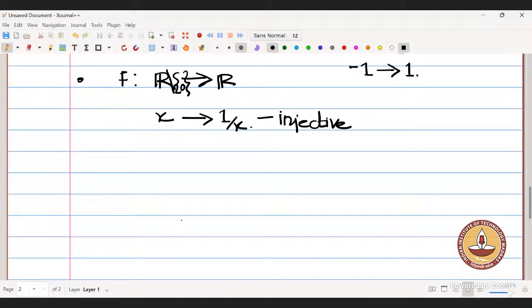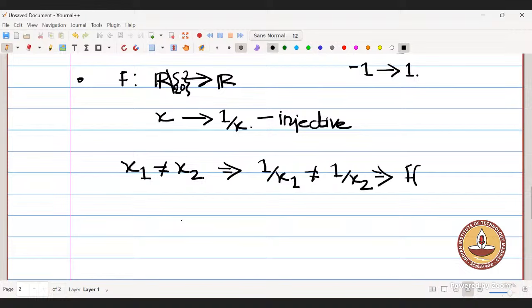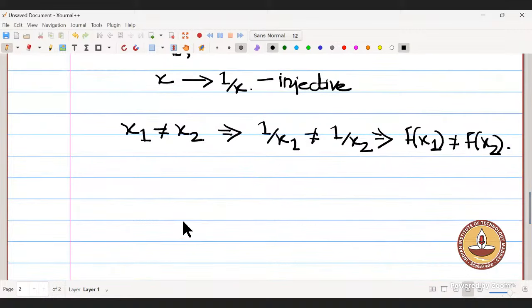Taking different input values. Yeah, so it's clear, right? Suppose you consider x1 is not equal to x2. That means 1 by x1 is also not equal to 1 by x2. That means f of x1 is not equal to f of x2, right? So in this way, you can show that this function is injective.